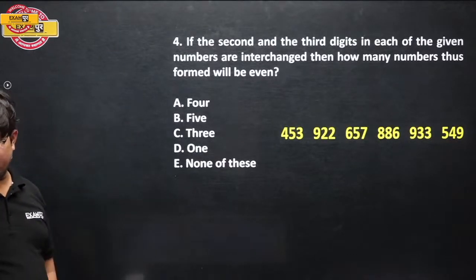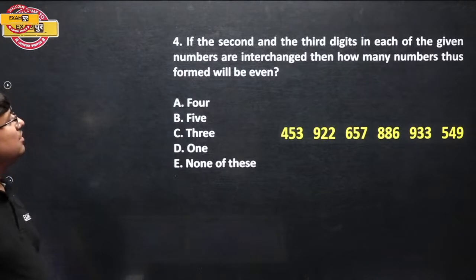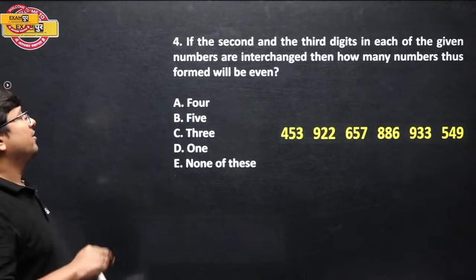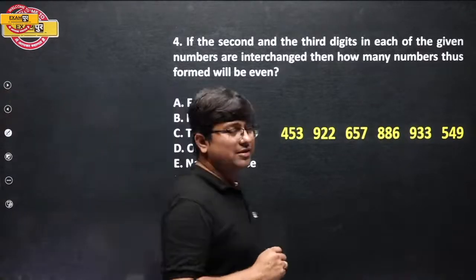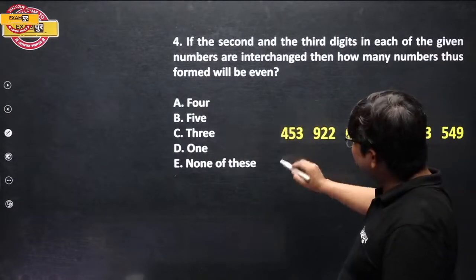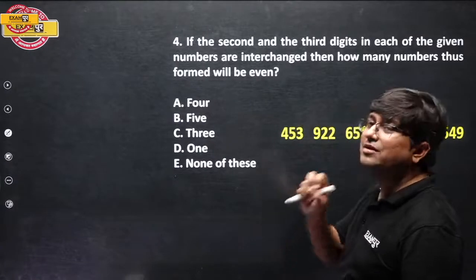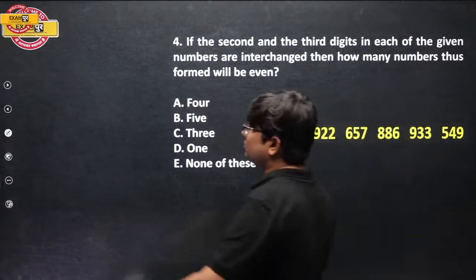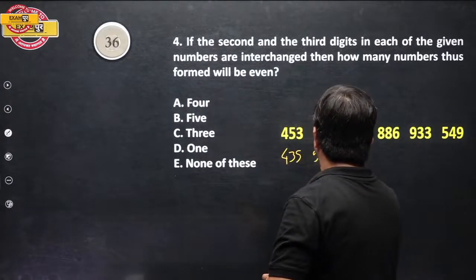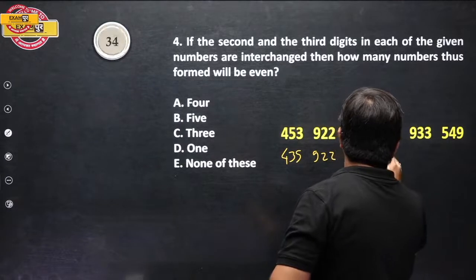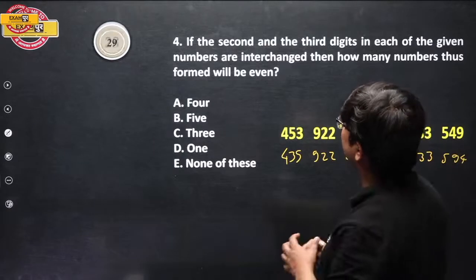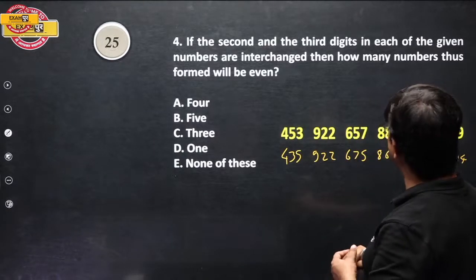See, again I can see some of you are giving the answers. If the second and third digits of each of the numbers are interchanged, now just apply your mind. If you start interchanging two digits, it will be time consuming. See practically. 435, this will be same. 675. 868, this will be same. 594.